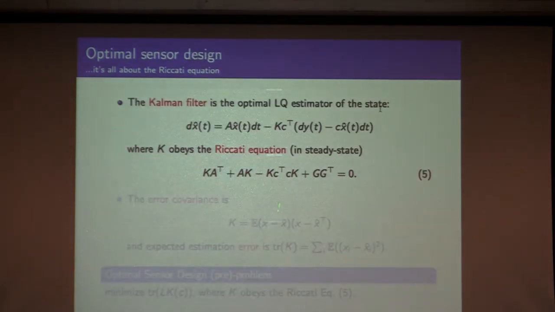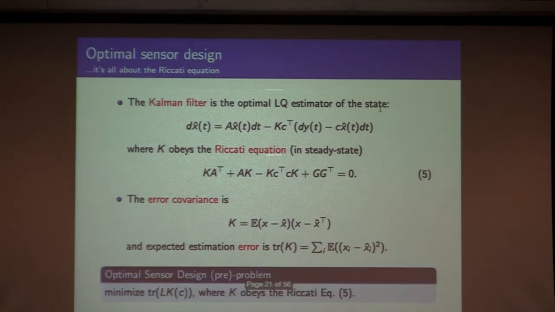Similarly, in the estimation setting, we know that the Kalman filter has this expression, so it's linear. Here we see the output coming in, and we have this matrix K, which is the solution to this Riccati equation, very similar to the other one. A becomes A transpose, C becomes B transpose. But in addition, the error covariance is also equal to K. So if I want to minimize the expected estimation error, I'll have to minimize the trace of K.